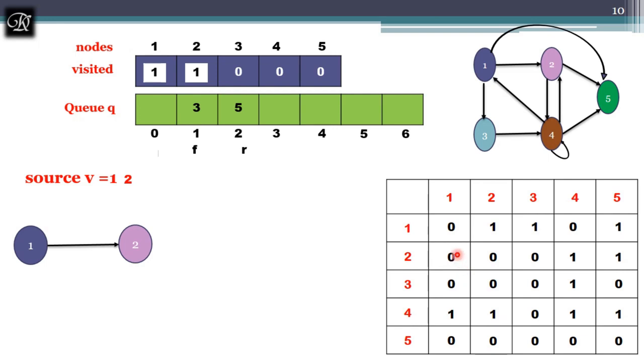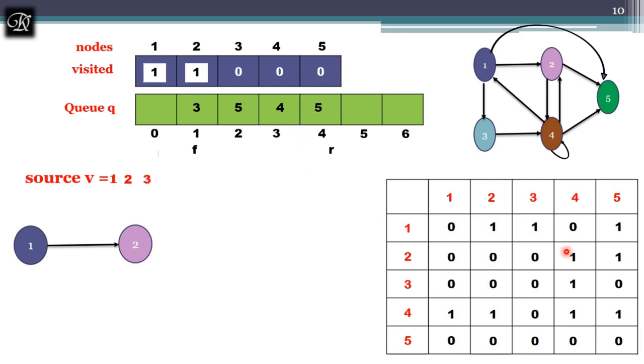Let me check, is there any direct edge between 2 and 1? No. 2 to 2? No. 2 to 3? No. 2 to 4? Yes, there is an edge. And whether 4 is visited? No. Then add that to the queue. Next, check the same with 2 to 5. Yes, there is an edge from 2 to 5. Whether it is visited? No, it is not visited. Then you add this to the queue.